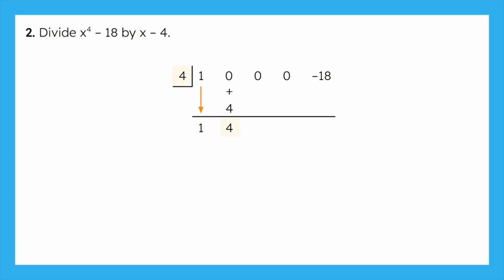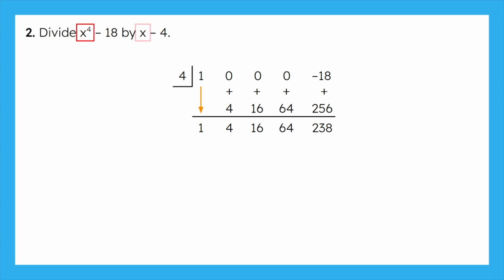Repeat. 4 times 4 is 16. Add down. Repeat. 4 times 16 is 64. Add down. Repeat. 4 times 64 is 256. Add down, and we're left with 238. This will become our remainder since it's in the last column of our division. Great, the division is done, so now we'll write our answer.